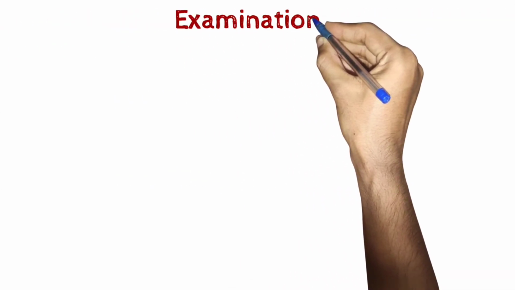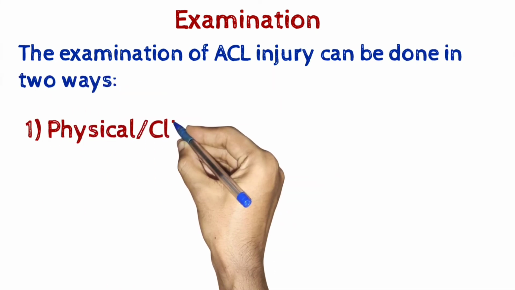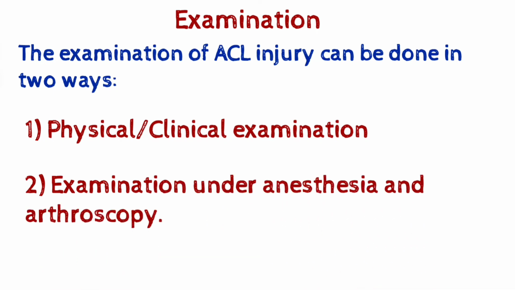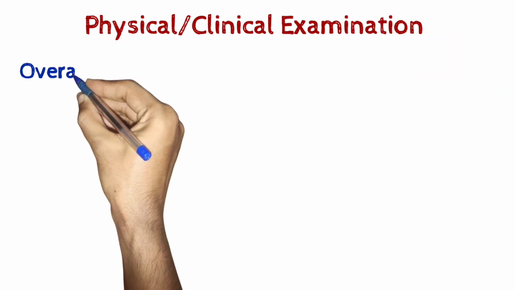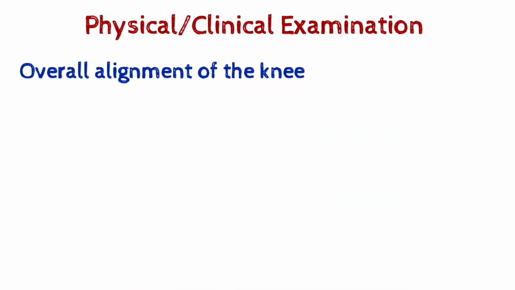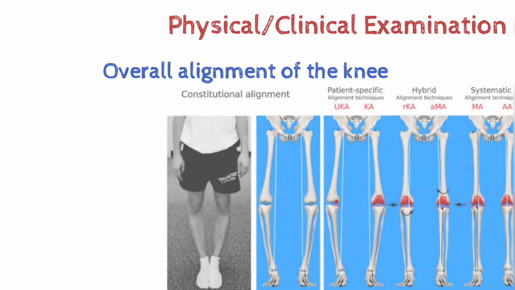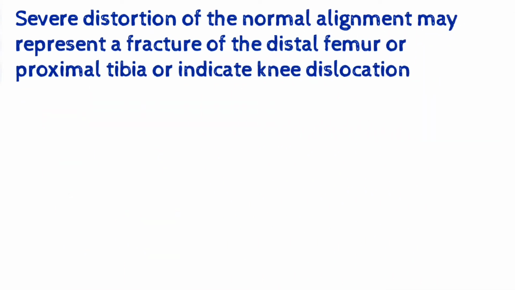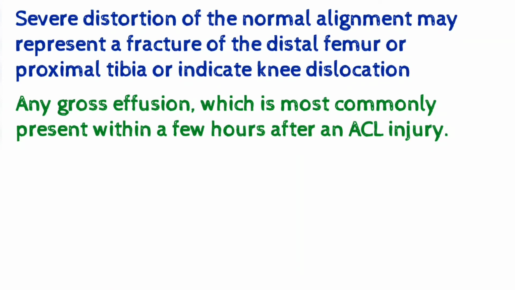Examination. The examination of ACL injury can be done in 2 ways. 1. Physical or clinical examination. 2. Examination under anesthesia and arthroscopy. Physical or clinical examination. Overall alignment of the knee. Severe distortion of the normal alignment may represent a fracture of the distal femur or proximal tibia or indicate knee dislocation. Any gross effusion, which is most commonly present within a few hours after an ACL injury.